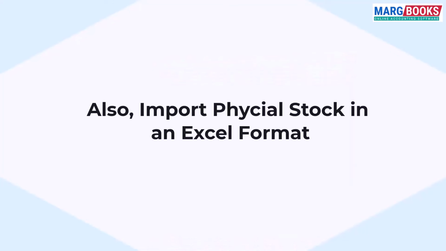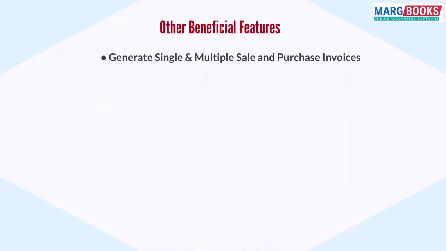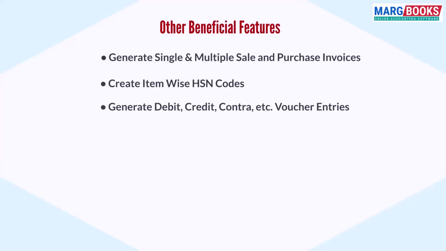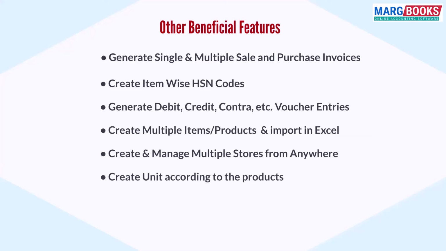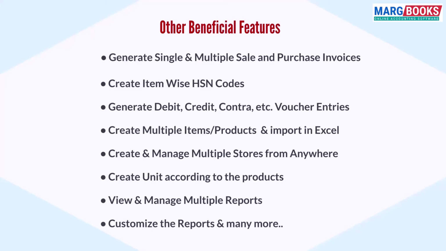Along with this, you can also import the physical stock into Excel. In addition to this, you can generate single and multiple sale and purchase invoices in Marg Books. You can create HSN codes for items individually, generate entries for various types of vouchers such as debit, credit, contra, and more. Create multiple items or products and import them from Excel. Create and manage multiple stores from anywhere. Define units for products according to their specifications. Access and manage multiple reports. Customize reports according to your requirements, and many more features are available.